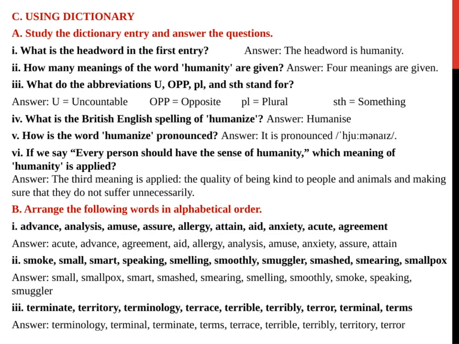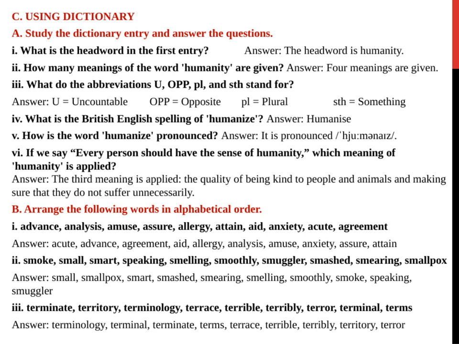Let's start by looking at how to use a dictionary effectively. First, study the dictionary entry and answer the related questions. For example, the head word in the first entry is humanity. The word humanity has 4 different meanings listed. You'll also notice some abbreviations like U, OPP, PL, and STH, which stand for uncountable, opposite, plural, and something respectively.